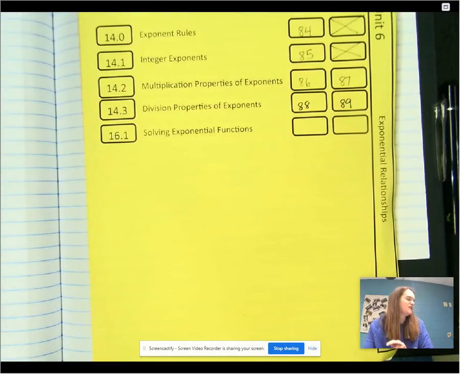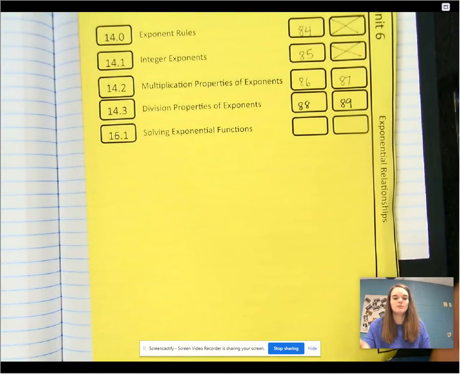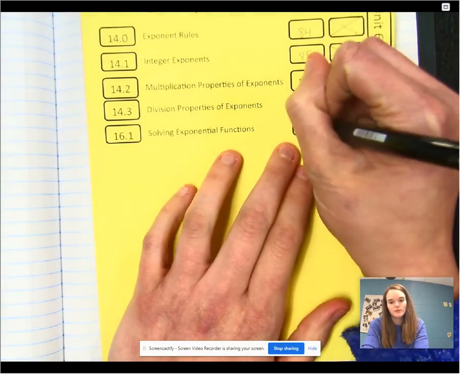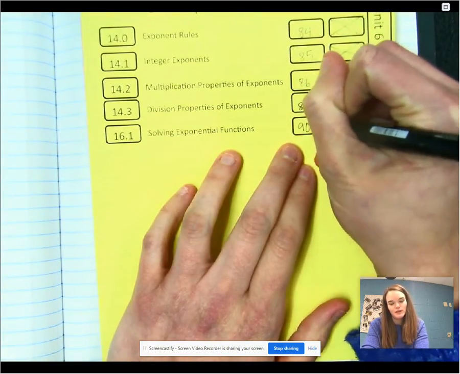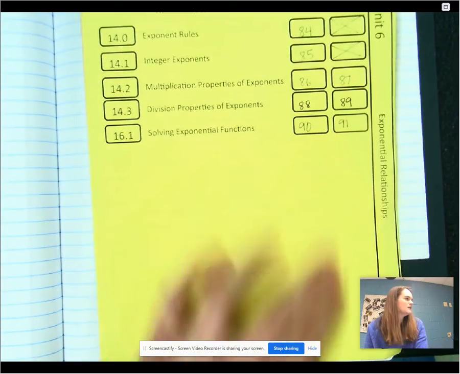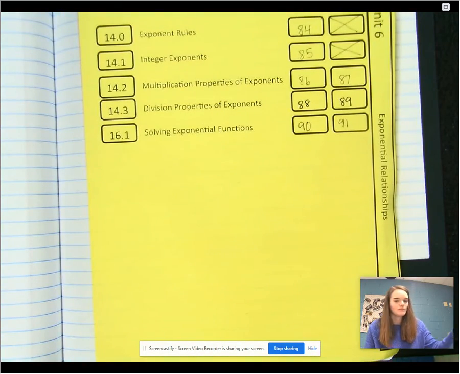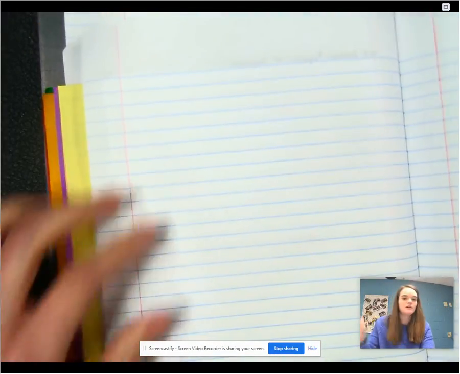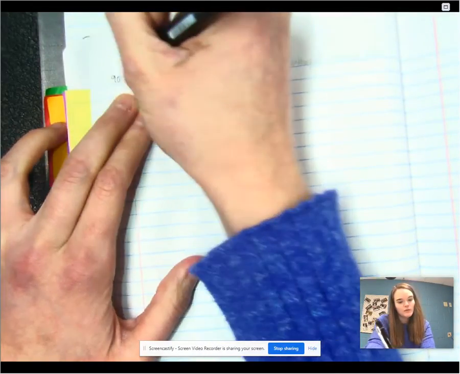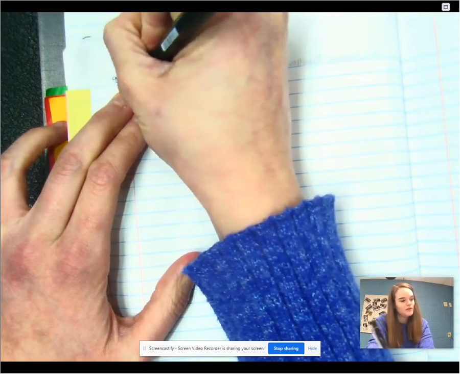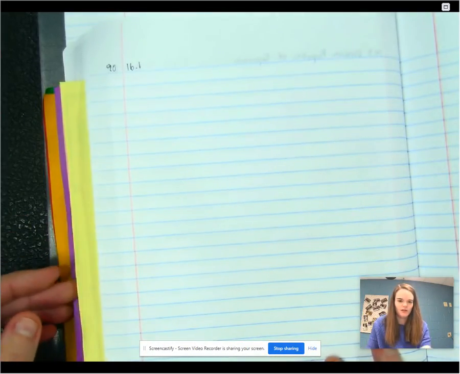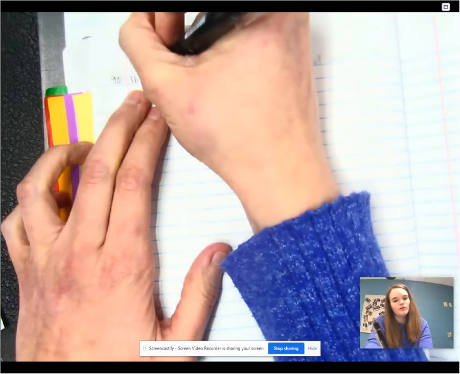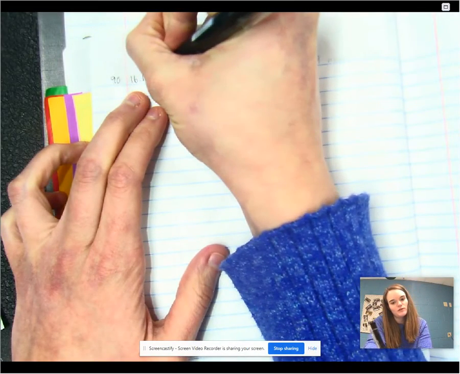Alright guys, we are finishing up the exponential relationships with solving exponential functions, and that's going to be on 90 and 91. Okay, so let's go ahead and label 90 and 91. 16.1. We're only doing 90 today, so we're only going to label 90. 90 is, I've already forgotten, 16.1, solving exponential functions.